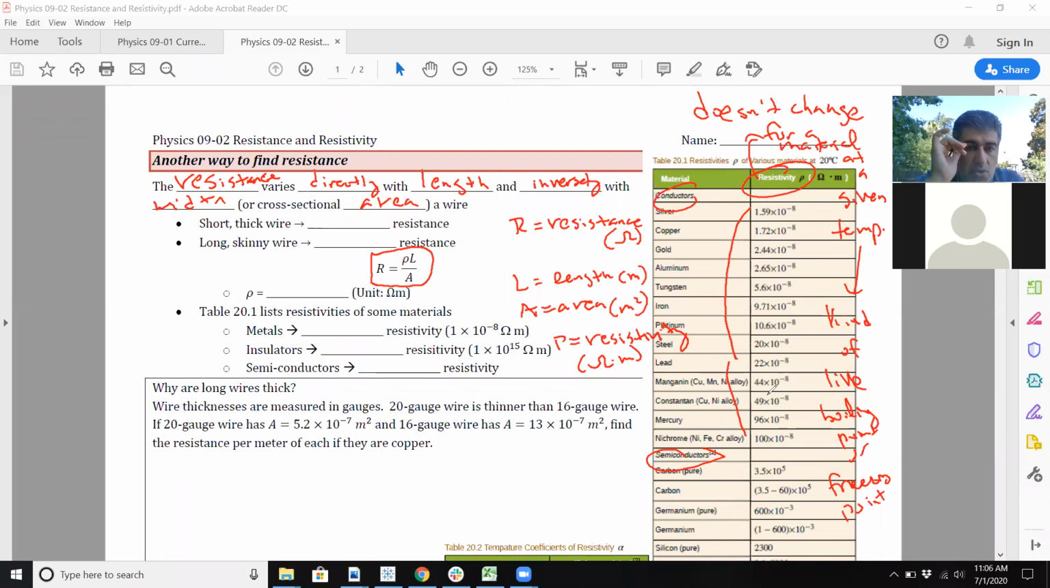So if you have a short, thick wire, thick meaning it has a lot of area, and short, then you have very small resistance. So you don't want your wires to be too long. You like to have a lot of area, like a wire that's pretty thick like this. But if you have a very thin wire, like my stylus, and it's long, then you're going to see a lot of resistance.